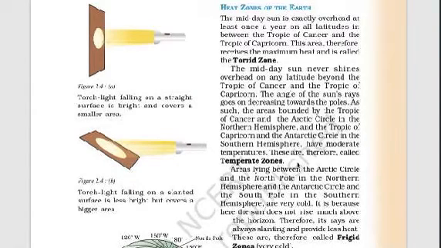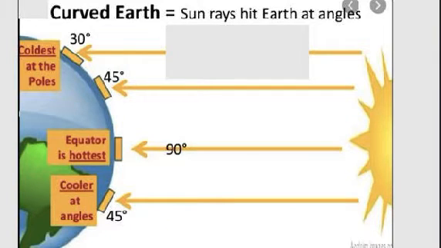Now hope you understand our three heat zones: the torrid zone, temperate zones and frigid zones. Your concept will be clearer with this diagram. You can see here that here is the sun, this is our earth. This area near the equator, we call the torrid zone. Here the sun rays fall at 90 degrees. So this torrid zone area gets the maximum heat.